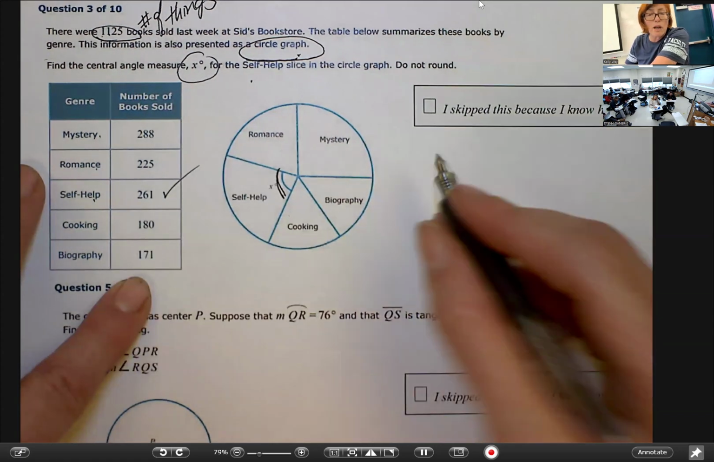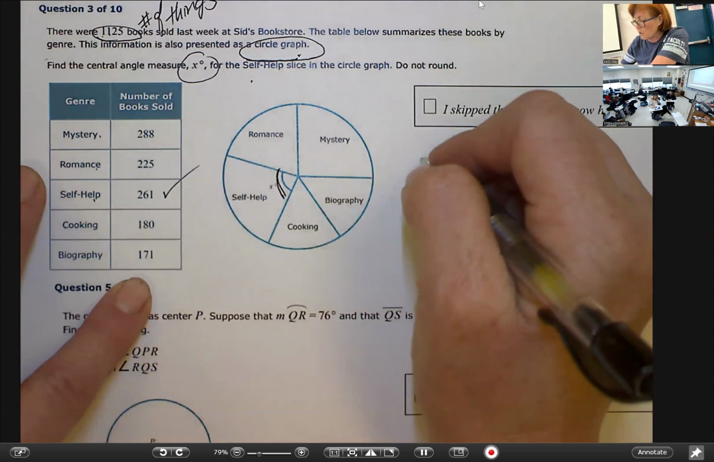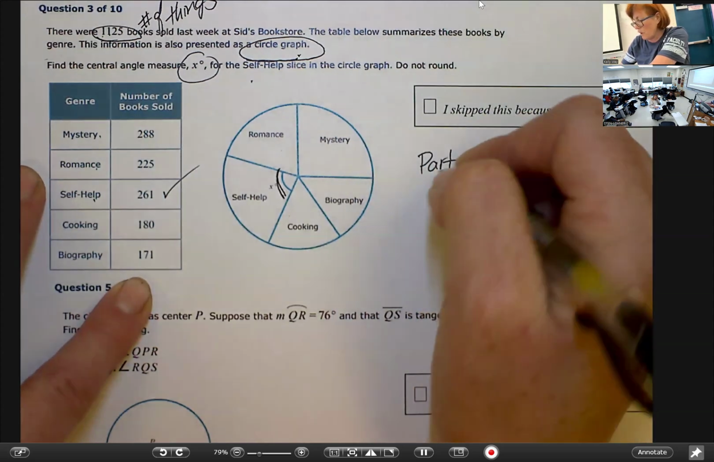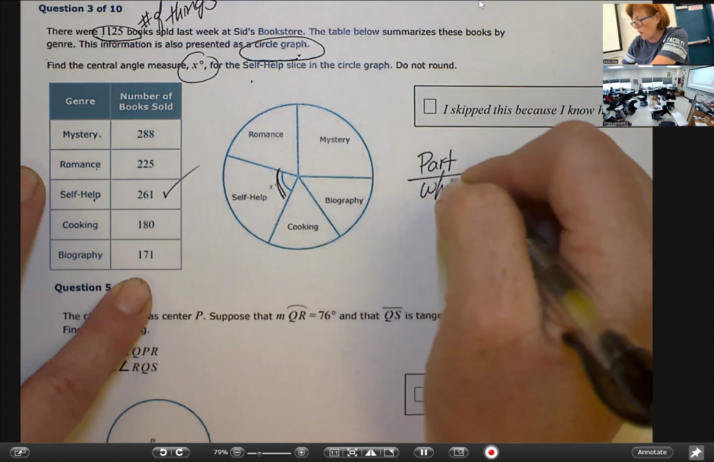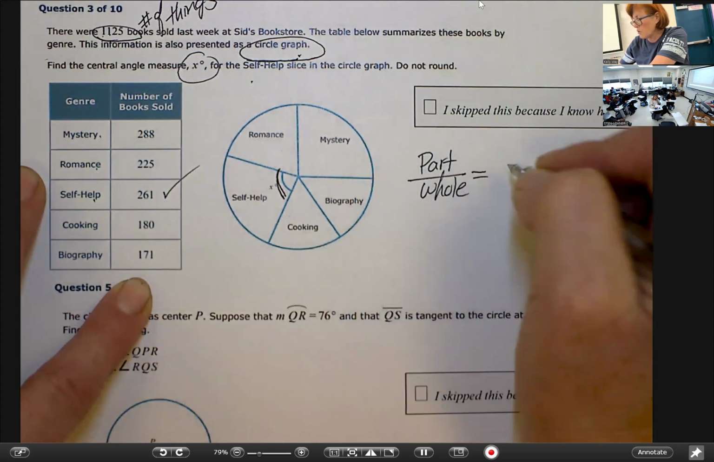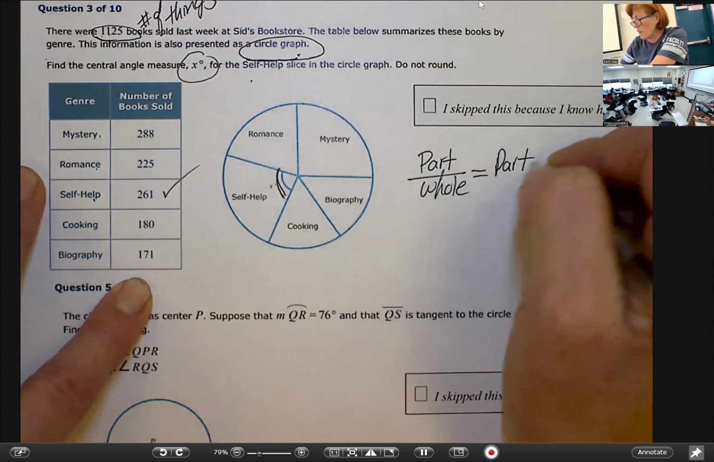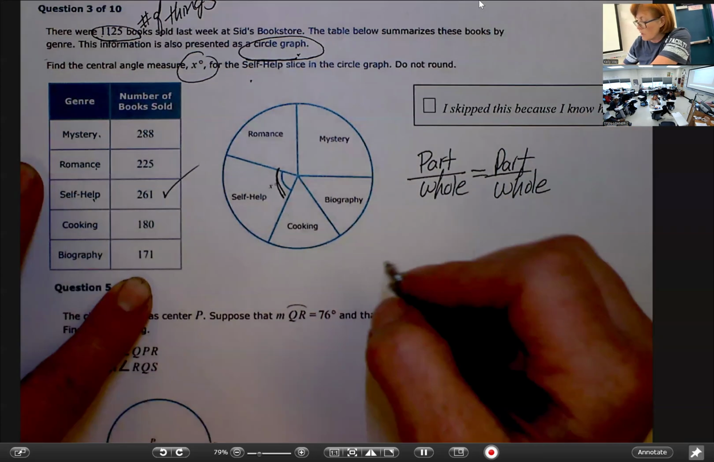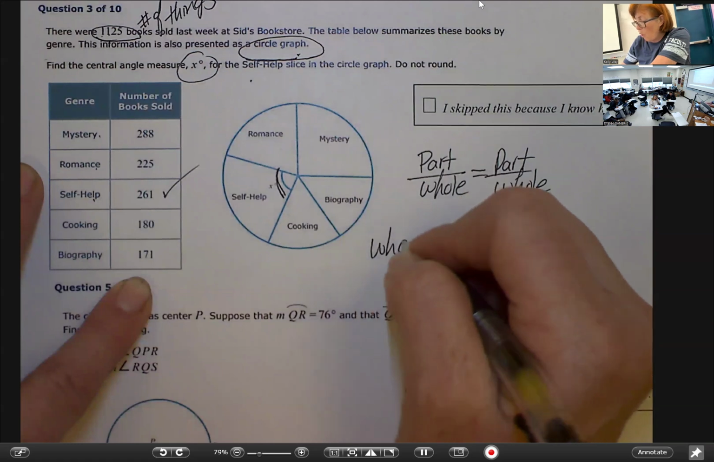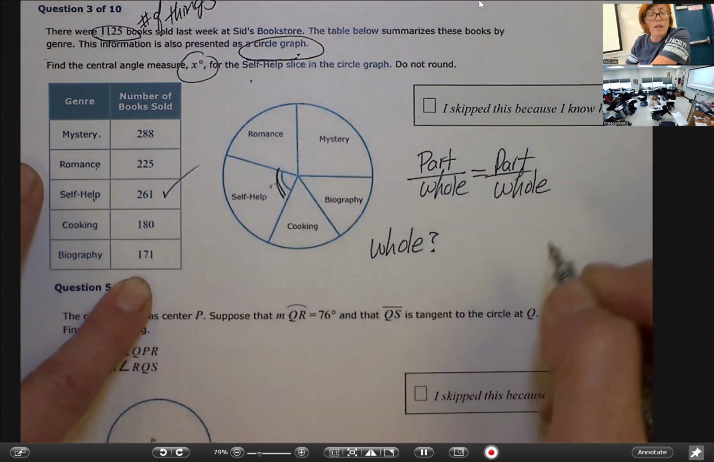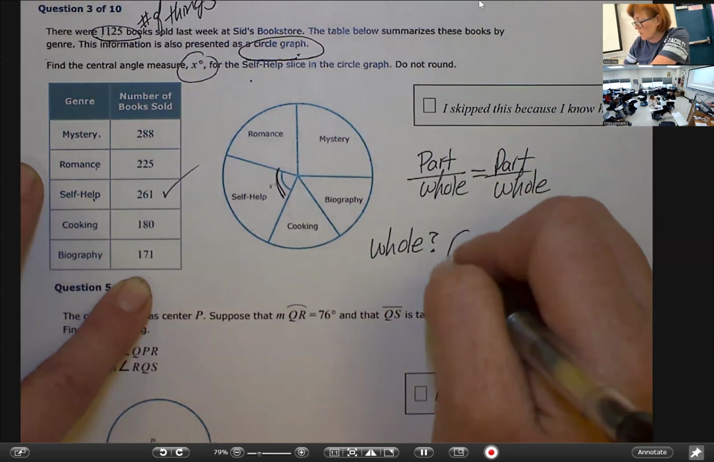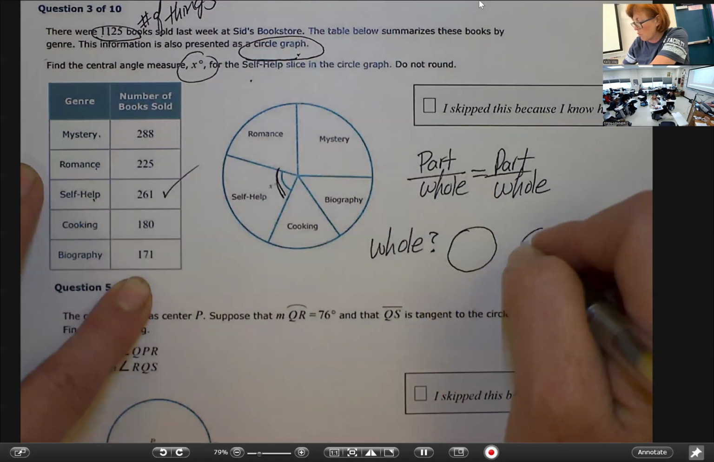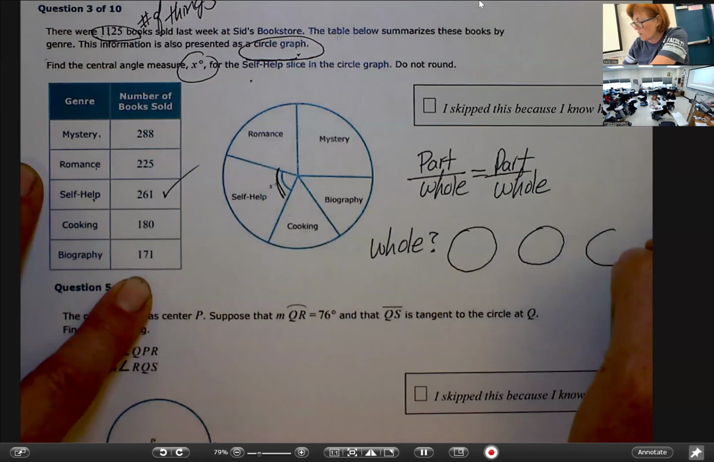Now, the basic equation of this is you're going to do the part of something over the whole of something equals part of something over whole. The only trick here is what defines the whole. And you have to think of it as 3 different things because it's a graph. It's called a pie graph or a circle graph.